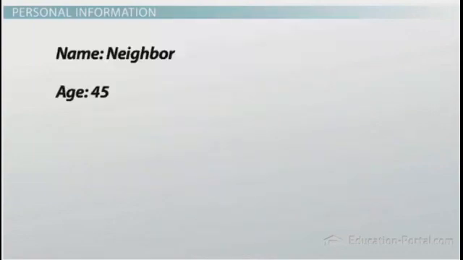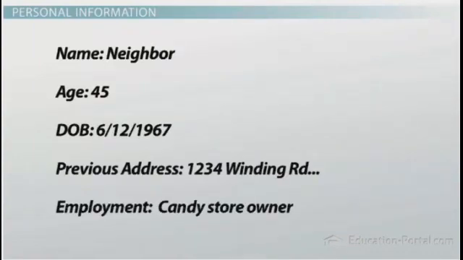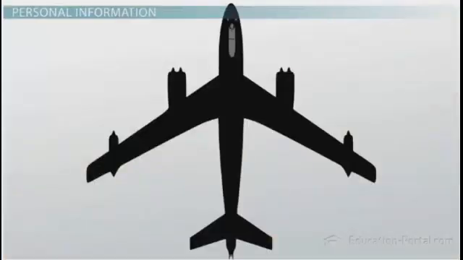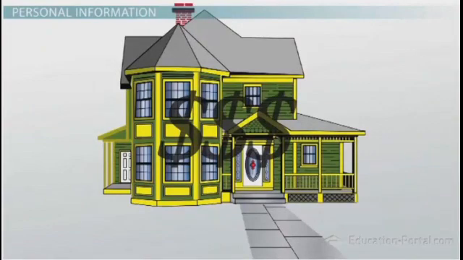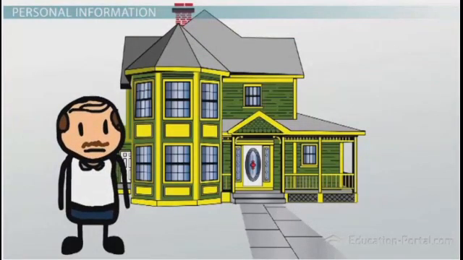You discover his age, his birth date, his previous addresses, employment, and much more. You learn that he moved from another state after his wife passed away due to an automobile accident. He took a new job in the area as a commercial pilot, which is why he never seems to be home and keeps odd hours. You also discovered how much he paid for his house, and that he ran a 5K race in 27 minutes and 33 seconds last year. Now you feel better about your new neighbor and decide maybe he isn't so weird after all.